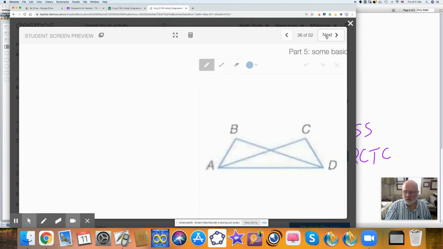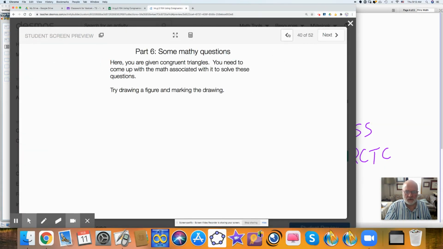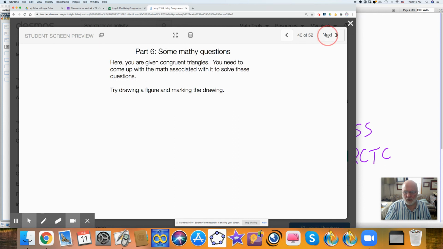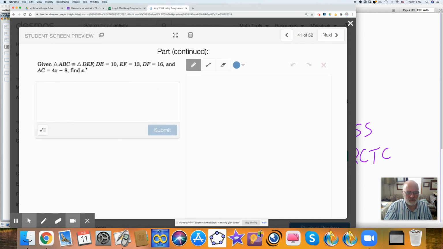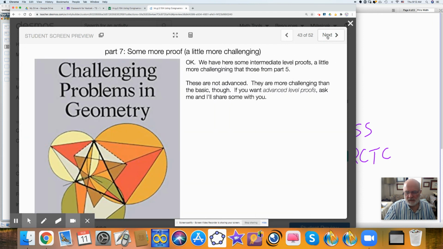Further, we go down to part 6. Part 6 is some mathy questions, a little bit mathy. What is this page here? Okay. Here I'm given some stuff with algebra in it. It's got an X in it. So if you draw the figures, mark the parts that are congruent, maybe you can solve for X, and same with this one. The last things, we have some challenging problems.